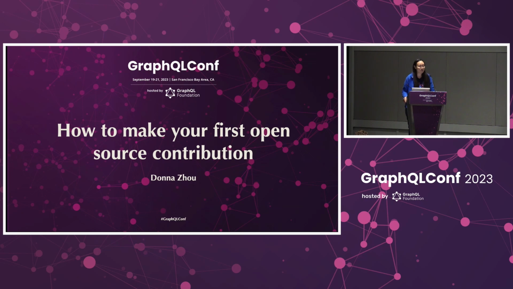successful open source contribution. My name is Donna, and I'm one of the maintainers of GraphQL Java, and I'm also a software engineer at Atlassian. GraphQL Java is the Java implementation of GraphQL, and it's used by many companies around the world, including Twitter, Netflix, and Atlassian. And I started contributing to GraphQL Java because I wanted to learn more about the library, and I kept going, I made it a habit, and I became a maintainer.